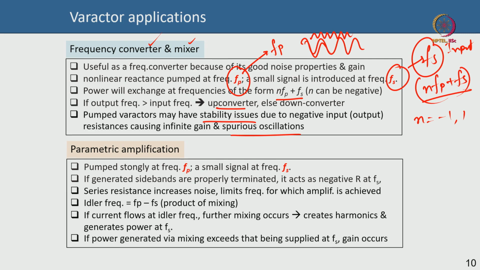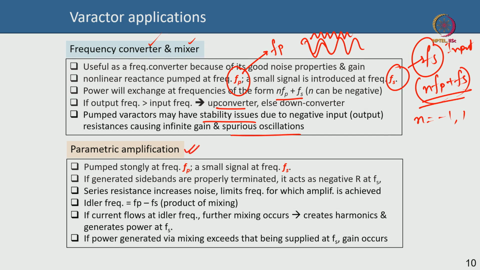But in general, a varactor is a good frequency converter because it has good noise properties and gain. If you can minimize the series resistance, your noise will be lower, because series resistance is the source of noise. Frequency converters can also give you gain, and that gain can make it a parametric amplifier. So we are coming to that next.